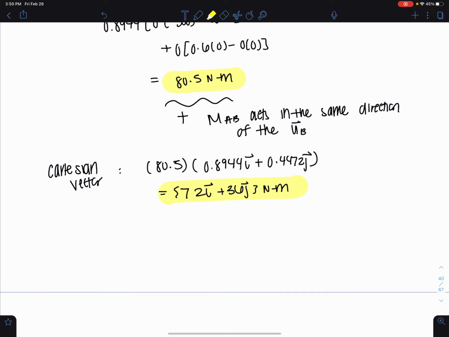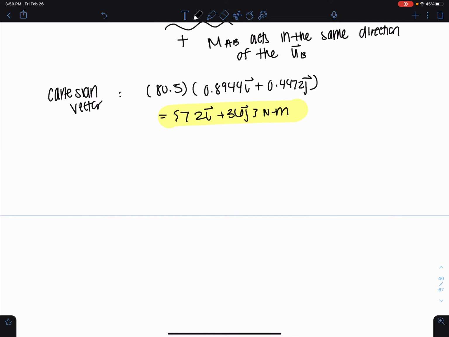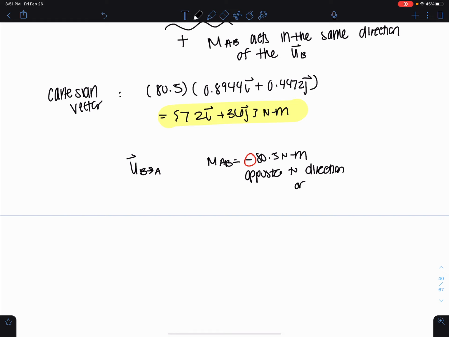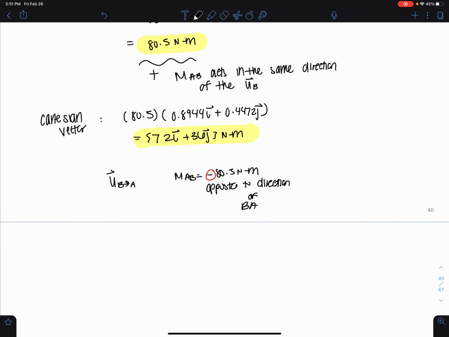Okay, that is it. Now, if AB is defined using the unit vector from B to A, I want to tell you guys, you're going to get the same answer. So what if I use the unit vector going from B to A? That's okay. I'm basically going to get MAB is going to be negative 80.5, but that's okay because that just means it acts opposite to the direction of BA, which is true because we know it acts in the direction of AB. So we get the same result either way.